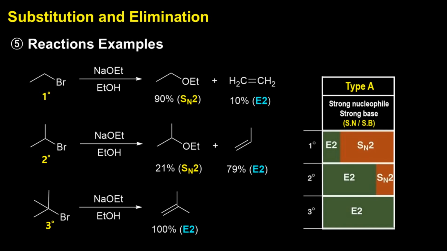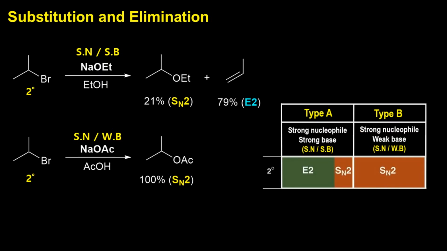So even though the reagent stays the same, sodium methoxide, the product distribution changes dramatically depending on the substrate. This clearly shows how steric hindrance and substrate structure can override even strong nucleophilicity. Now let's compare what happens when we change the reagent but keep the substrate the same, a secondary alkyl halide. Under type A conditions with sodium methoxide, a strong base and strong nucleophile, we saw earlier that E2 dominates, with 79% E2 and 21% SN2.